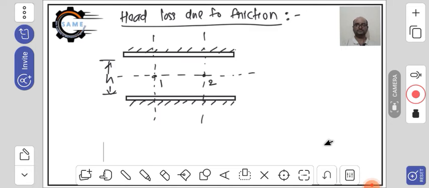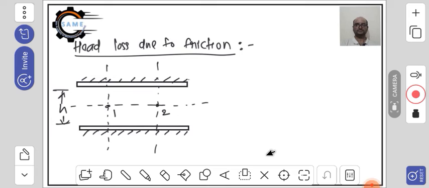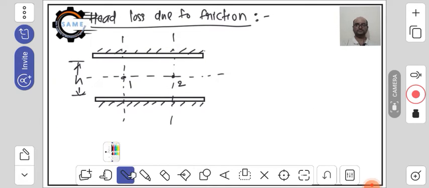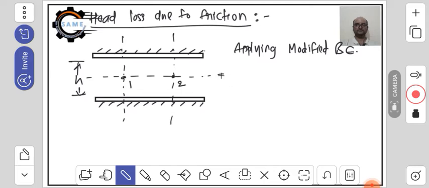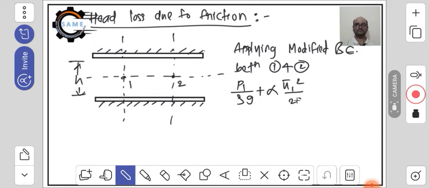Let me apply the Bernoulli's equation for head loss due to friction. I have to apply the modified Bernoulli's equation, because I am considering the head loss. Between 1 and 2, I get P1 by rho g plus the kinetic energy correction factor times u bar square by 2g, plus z1, which is equal to p2 by rho g plus the kinetic energy correction factor times u2 square by 2g, plus z2, plus HL.